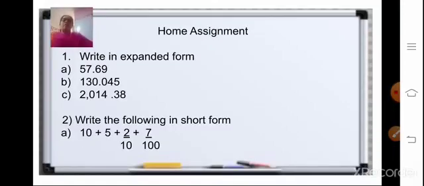Okay. Now based on this, that is to write the decimal number in expanded form, and to write the expanded form in short form, there is a home assignment for you, which you have to do in your homework. The first one is to write in expanded form, and the second one is where expanded form is given, you have to write it in short form.